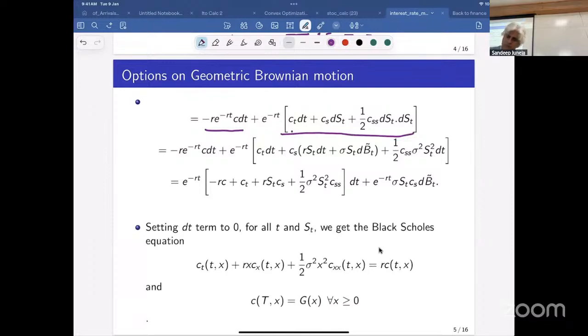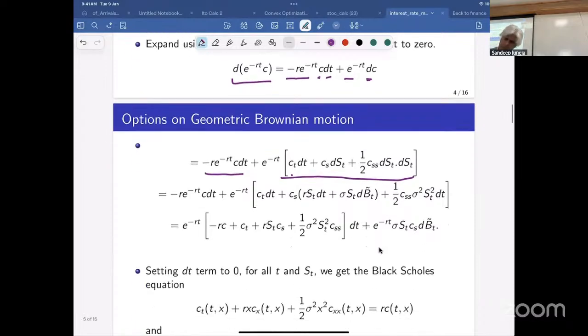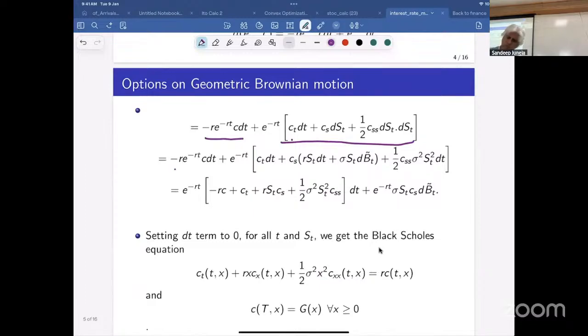Now I'm going to just... the first step was just Ito's lemma applied to two Ito processes, the product rule. It's just a product rule, yeah. Right. And now I'm just going to put all the dt terms together. I get this quantity right here.